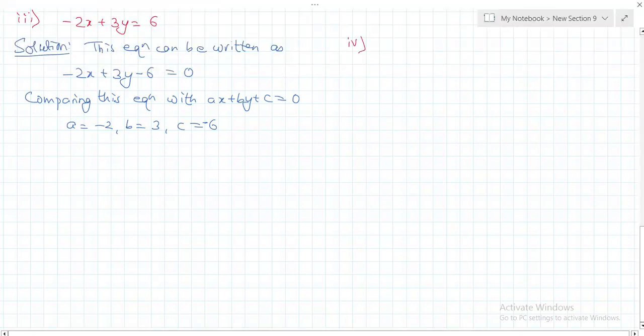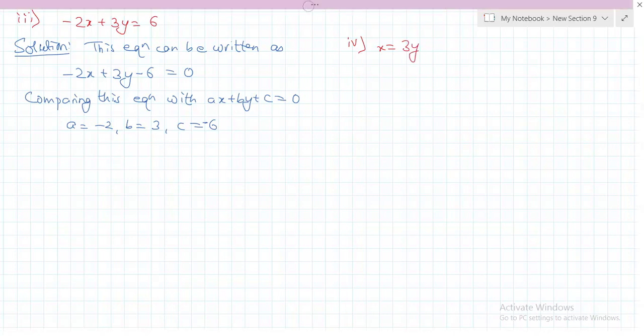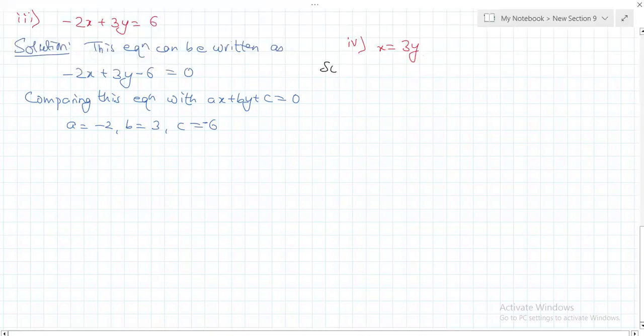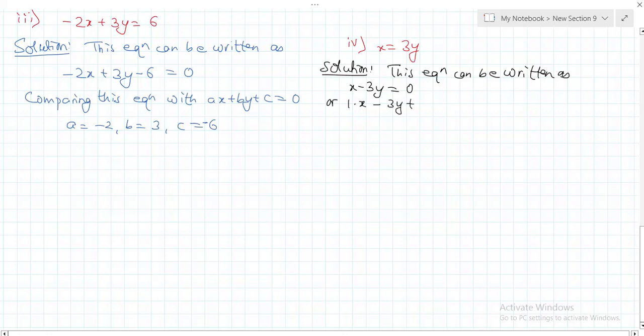So in number 4, the question is given as x is equal to 3y. Okay, also here same process. Okay, so here solution. This equation can be written as, okay, so plus bring to this side, then you can write here x minus 3y is equal to 0. Okay, now you can write here, okay, this you can write again 1 into x minus 3y plus 0 is equal to 0. Okay, now let us compare this equation.